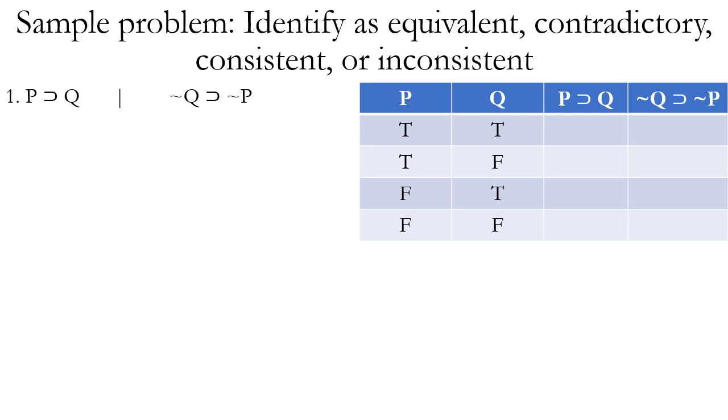Now let's calculate the truth values of both of our compound propositions, P horseshoe Q and tilde Q horseshoe tilde P.